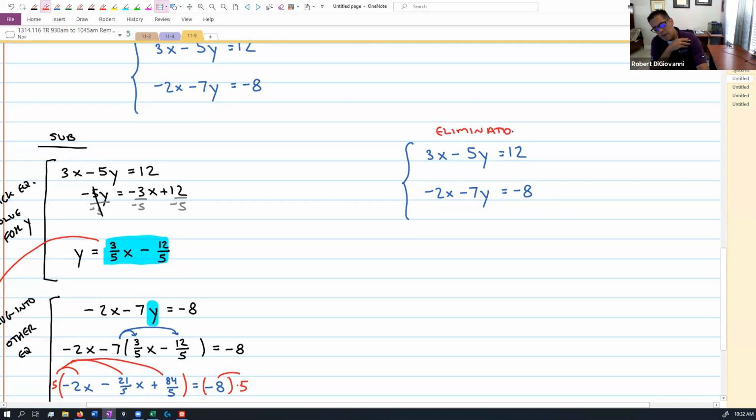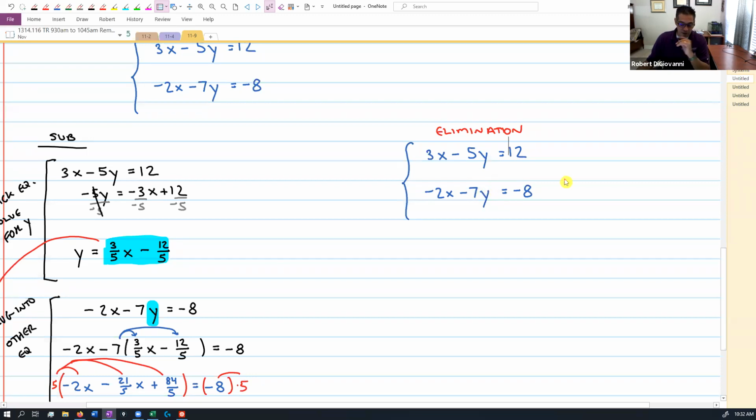So there's no easy way to make the X's go away or the Y's. We still have an issue here, right? Like this is 3X. I would love for this to be negative 3X, right? That would make it go away. But I can't easily turn this into a negative 3 because all I can do is multiply by a number. Same with the Y's. I can't make these because these numbers are off, right? 5 and negative 7.